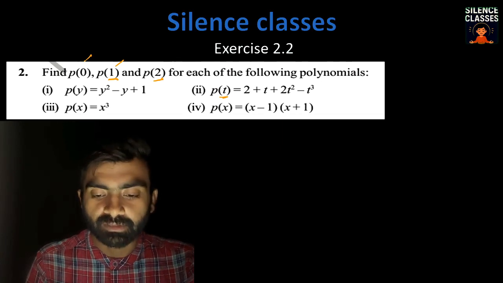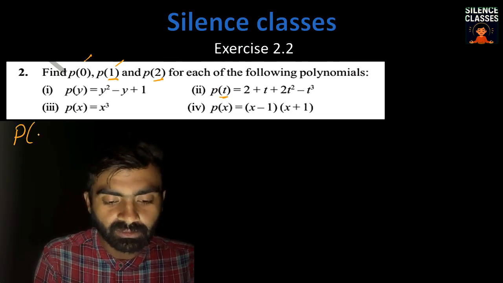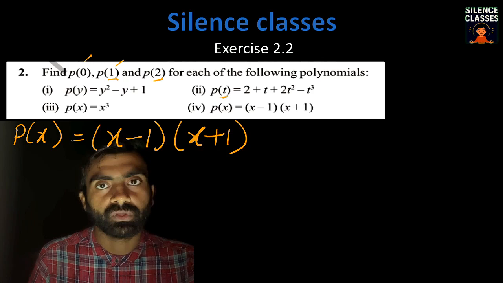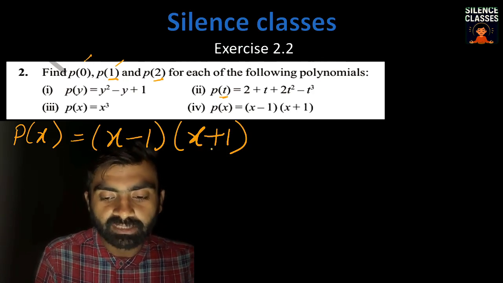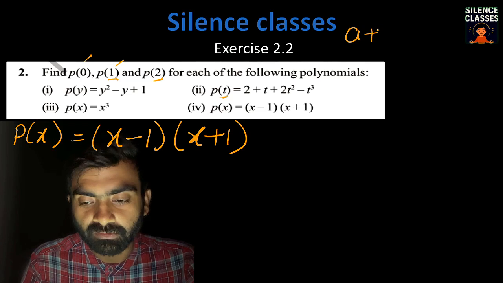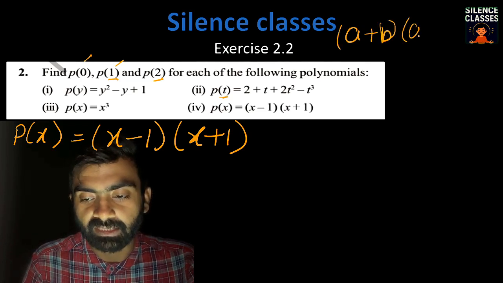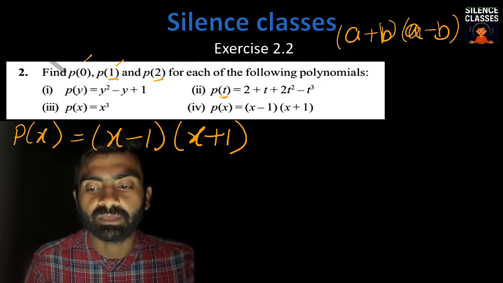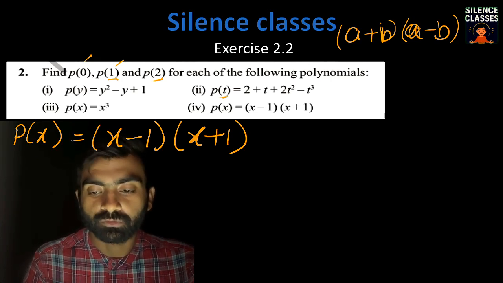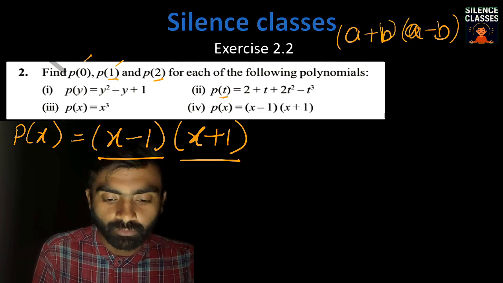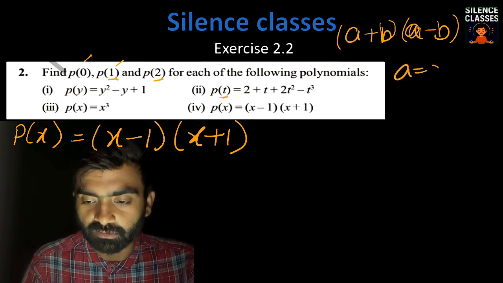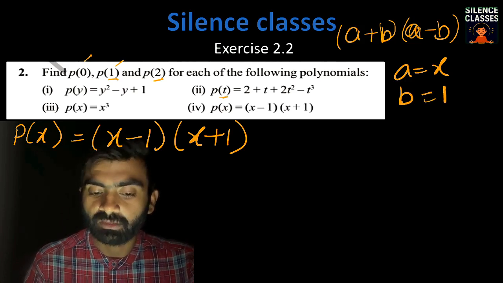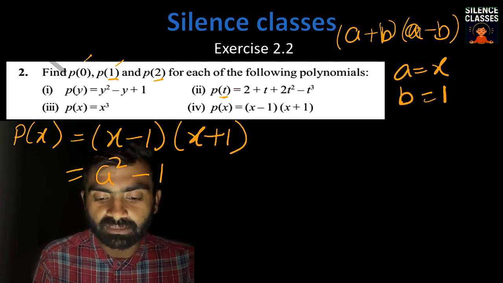Now let's move to the last part of this particular question. Over here p of x is given as x minus 1 and x plus 1. Over here x minus 1 and x plus 1 is the form of a plus b and a minus b. You can check it out. In the introduction part I have explained a plus b, a minus b. So it is the form of a plus b, a minus b. So a is equal to x and b is equal to 1. So it is the formula of a square minus b square.